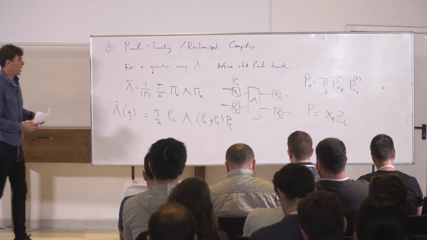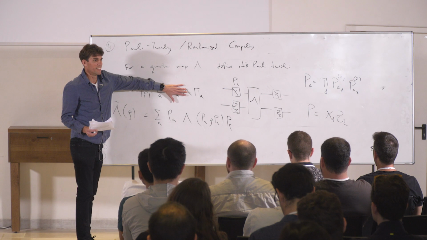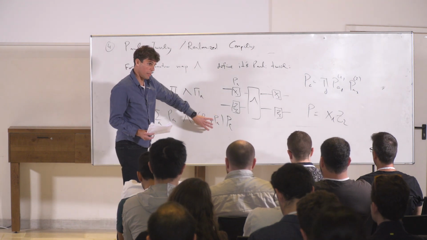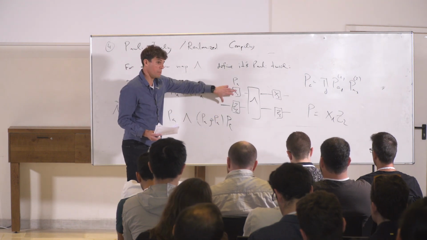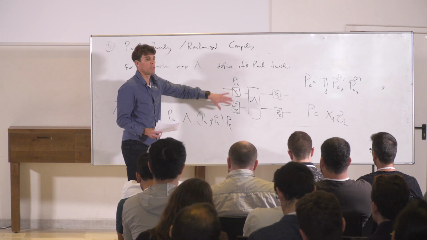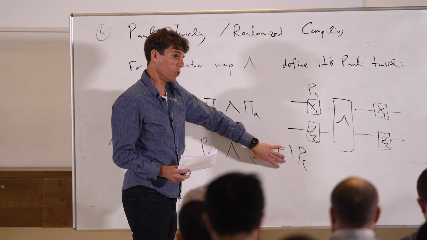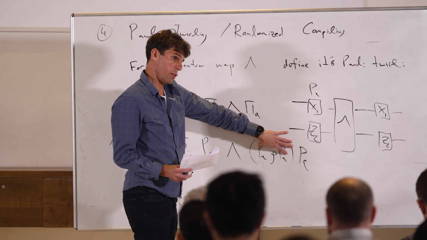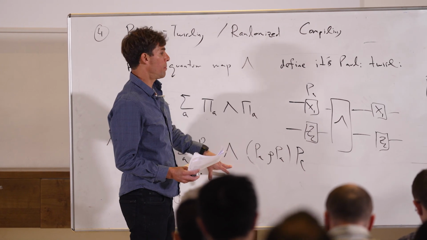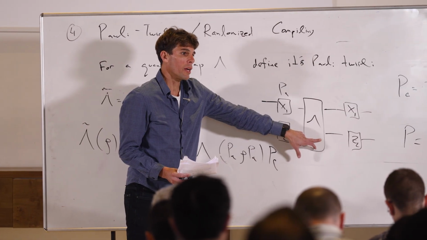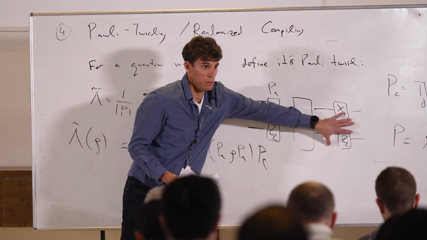No? Okay, so if I erase this, you're happy? I take my state, and I first apply P_A. This is P_A, it says x1, z2. But I conjugate it, because it's an operator. Then I apply the map, lambda. And then I apply the same thing afterwards. Okay?